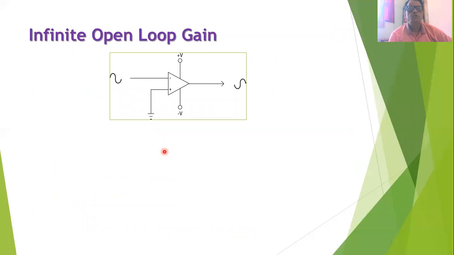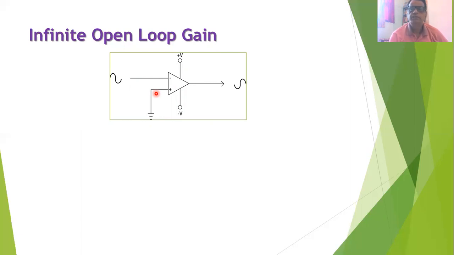So let us understand what we mean by the open loop gain of the operational amplifier. Suppose this is an operational amplifier. Observe that to this operational amplifier, we have connected the positive power supply and negative power supply, and we have applied some input to the inverting input, and say the non-inverting input of the operational amplifier is grounded.